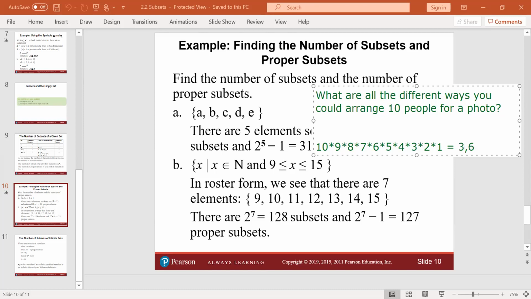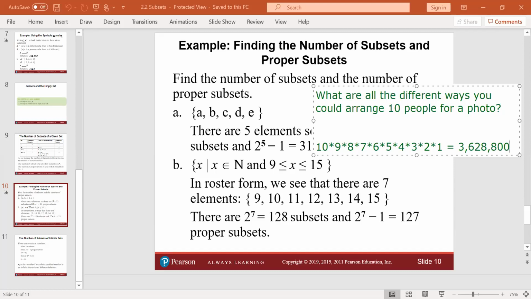And oh my goodness, it's 3,628,800. Just 10 people. Yeah, it's wild. But the number of different ways you could reorder 10 people into a different ordering than before is over 3.5 million different ways. So just because you don't have a ton of objects, 10 people, doesn't mean you can't create massive numbers of things you can do with those 10 people.